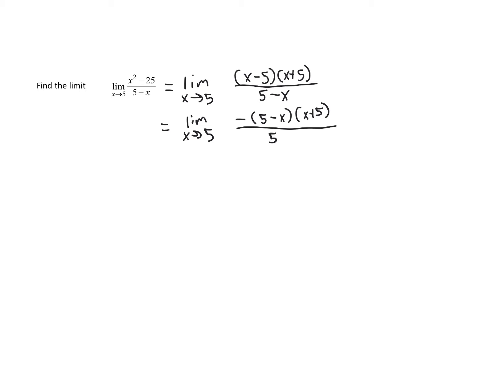In this case, I factored a negative out of x minus 5 so that they are both 5 minus x, so that I can now divide them out. At which point, we can now sub in the 5 to get our final answer.